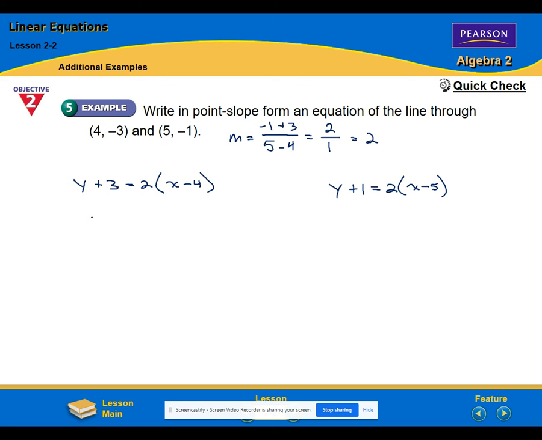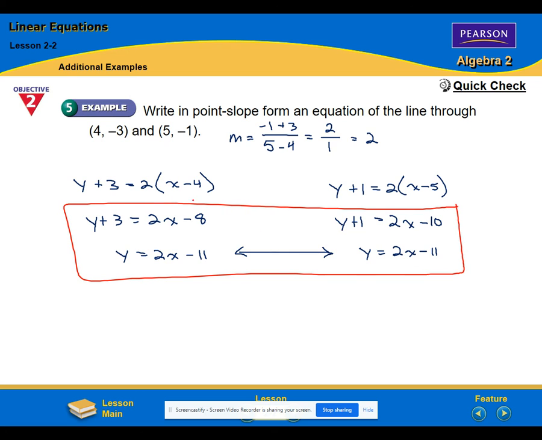But look what happens if I distribute the 2 and subtract 3 from both sides. And look what happens here when I distribute the 2 and subtract 1 from both sides. These are identical. Okay? Now, let me just say one more time, none of this was required, and really only one equation or the other would have been fine. But I just wanted to prove to you that these, in fact, are the same equation by just doing a couple simple steps of algebra there.